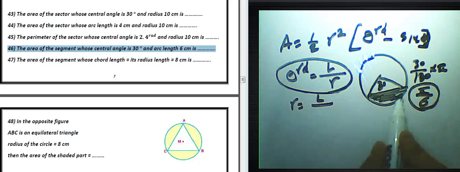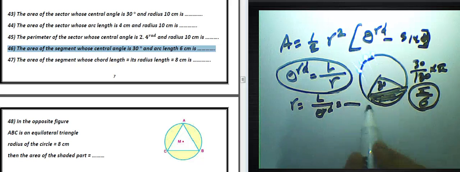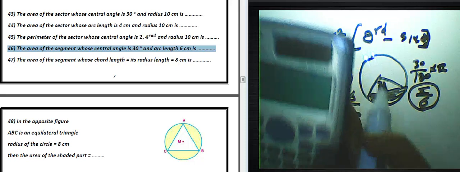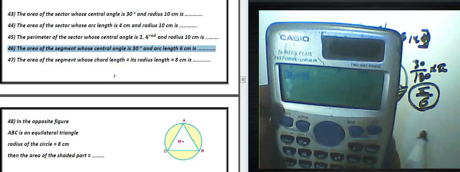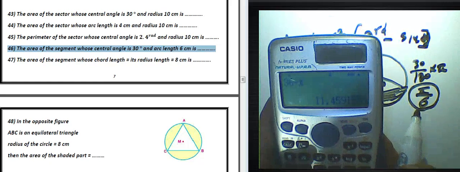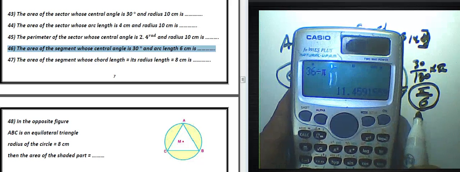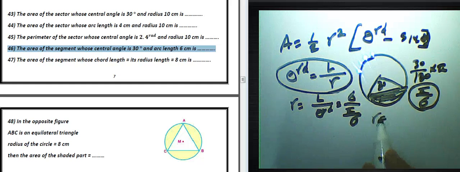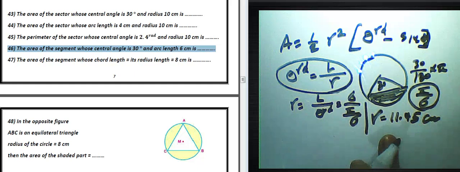Okay, pi over 6. And you can find the radius. The radius equals the length of the arc divided by theta in radians. The length of the arc he gives us is 6, and theta in radians is pi over 6. The result will be 36 over pi. 36 divided by pi equals 11.45. So the radius will be 11.45 centimeters. Okay, you got the radius: the length of the arc divided by theta in radians. We can divide them to find the result.